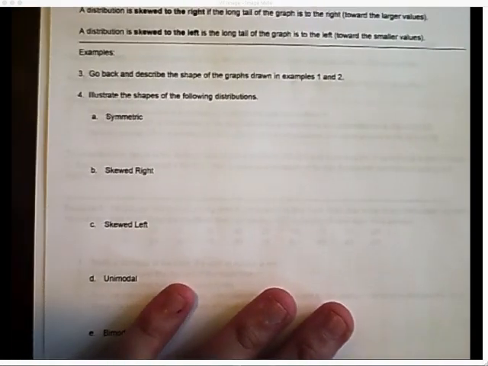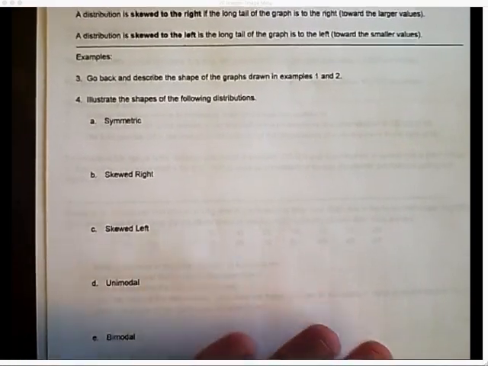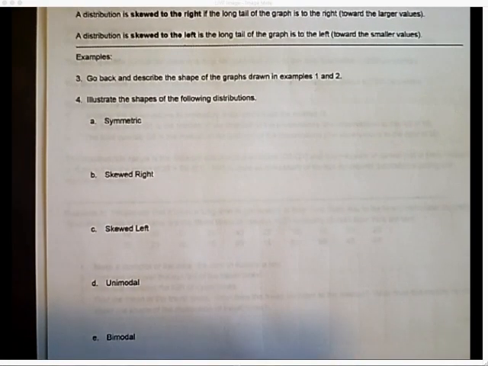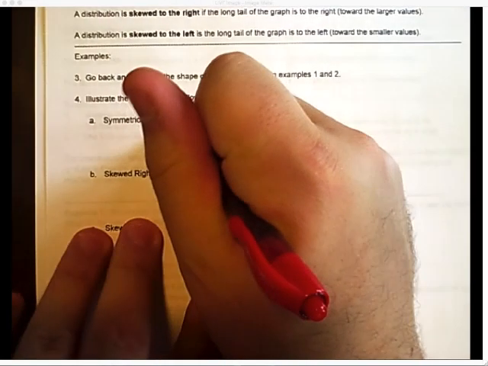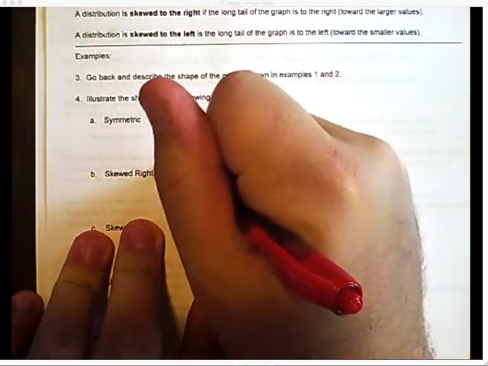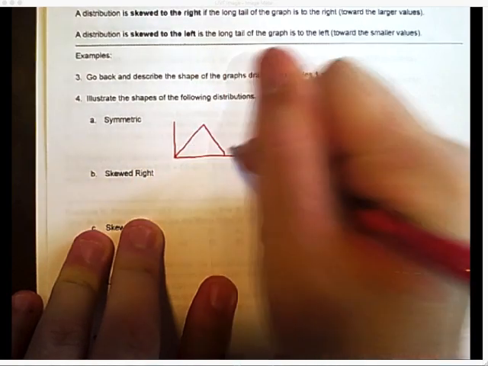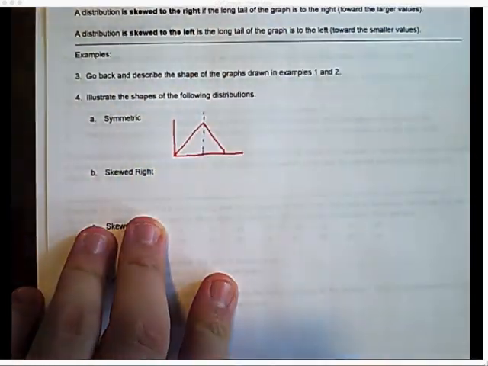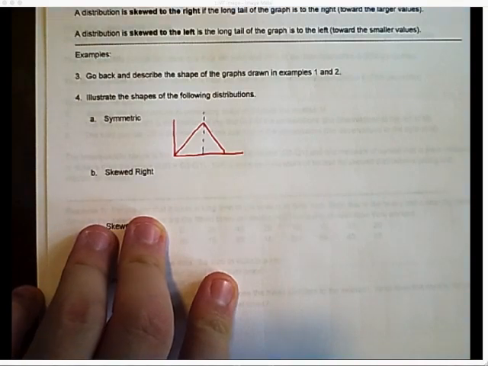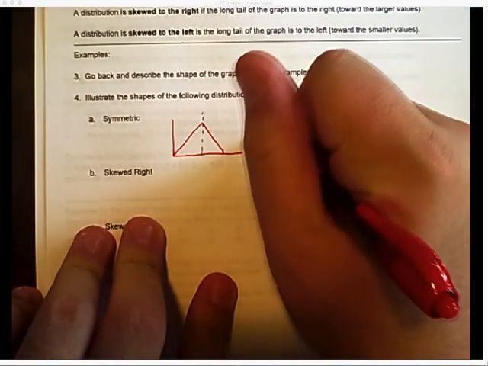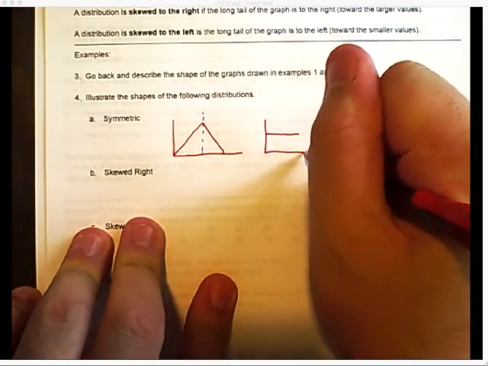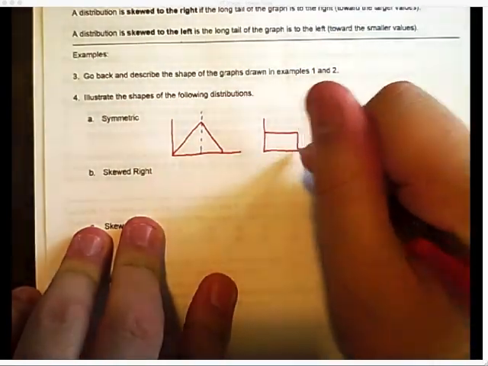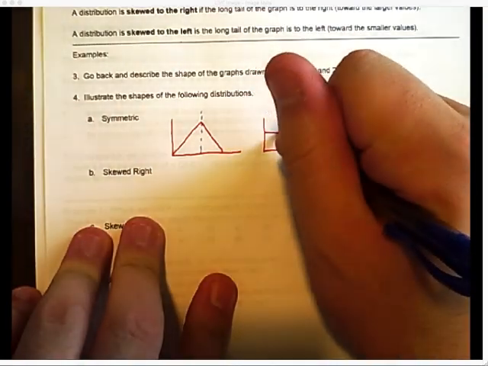So there's some other things that we can do. It says illustrate the shapes of the following distributions. Symmetric can be a lot of different shapes. Basically, can I draw a vertical line in there and is the left the same as the right? Is it a mirror image of itself? So that could be a symmetric distribution. I could have something like this. That's actually a symmetric distribution.